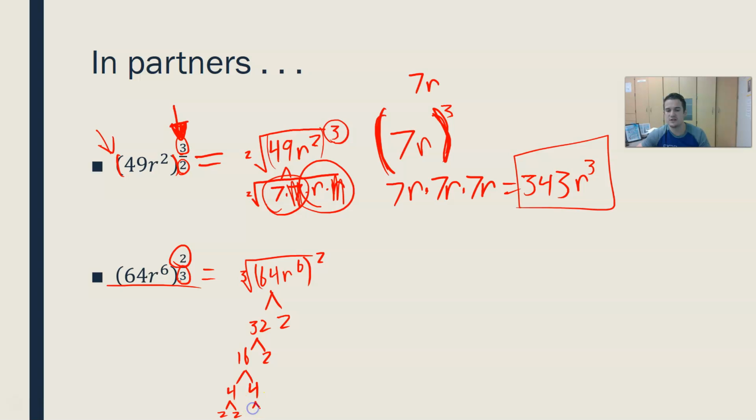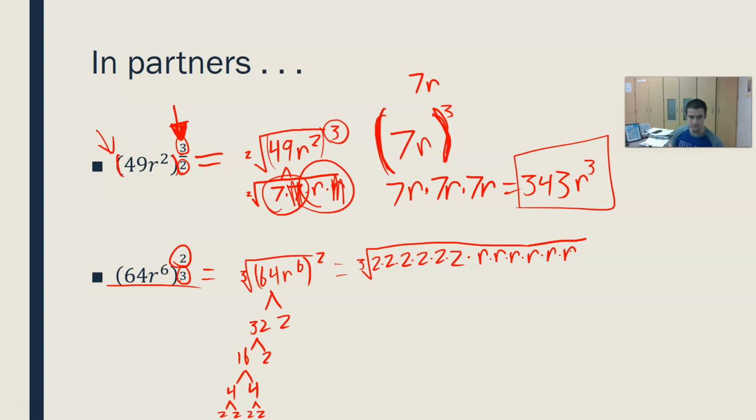Each of these 4s give me 2 times 2, yeah? So that's the cube root of 2 times 2 times 2 times 2 times 2 times 2. There's 6 of them. And then r times r times r times r times r times r. 6 of those. Well, the cube root means they have to escape in groups of 3. So I have an even number of groups of 3 here. Only one survives in each group. So I'm left with 2 times 2 times r times r, which is 4r squared.